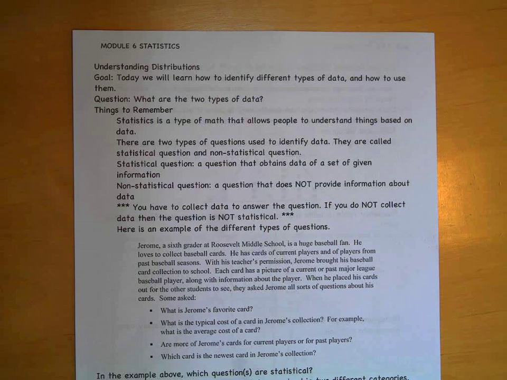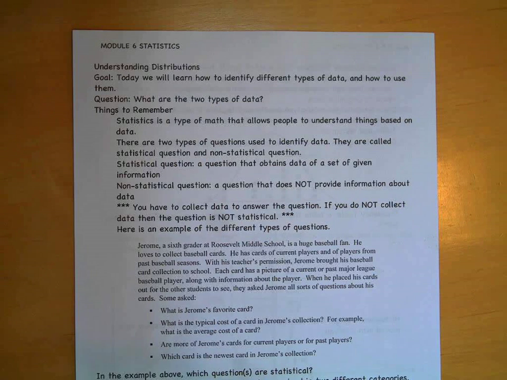So, things to remember. Statistics is a type of math that allows people to understand things based on data. There are two types of questions used to identify data. They are called statistical questions and non-statistical questions. Okay, a statistical question is a question that obtains data of a set of given information.